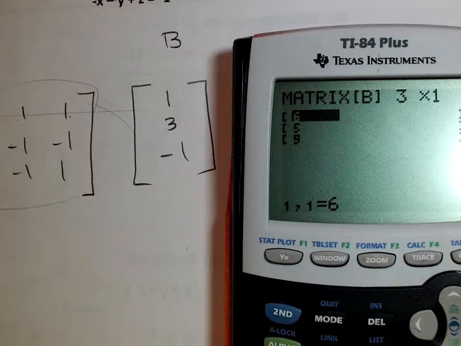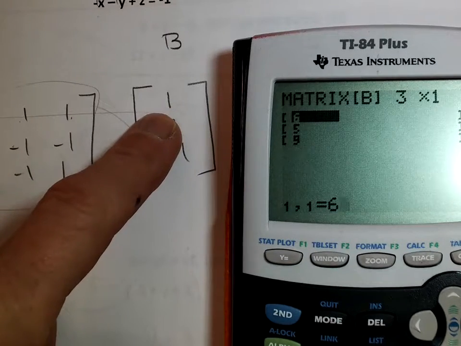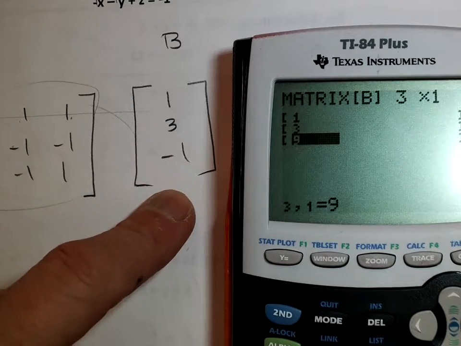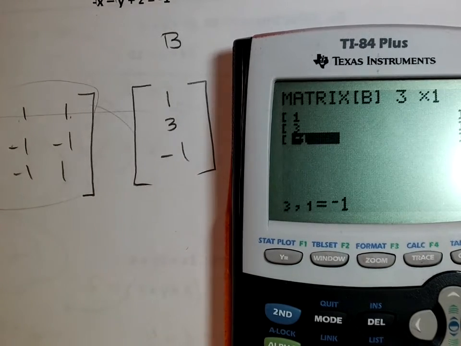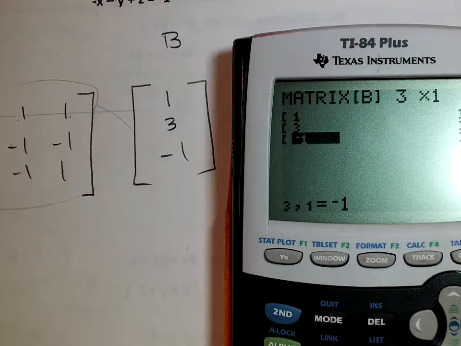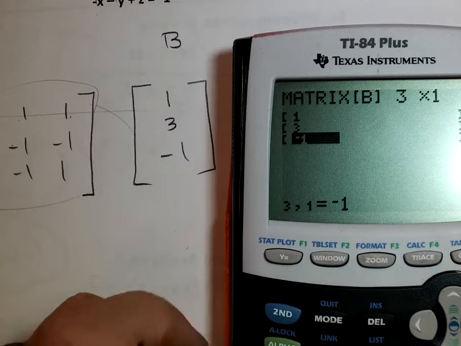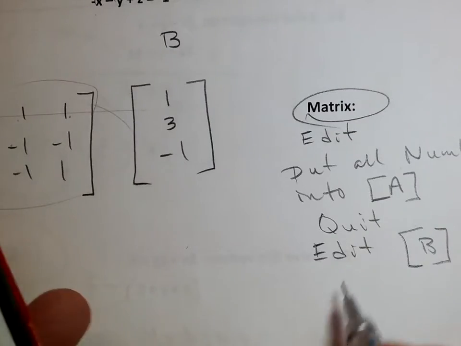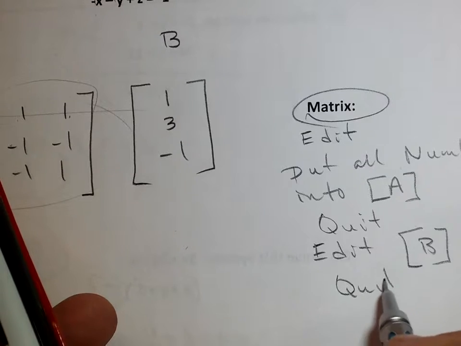Okay, now I'm just going to type over. I'm going to go 1, enter, 3, enter, -1, enter. Okay? And you do know there's a difference between negative and subtract. Make sure you're using the negative. Okay? Easy so far? Now we want to do some math. We're going to solve. Okay? So I'm going to push quit again. Go second, quit. Don't push clear. Push quit. Okay? Put my numbers in.